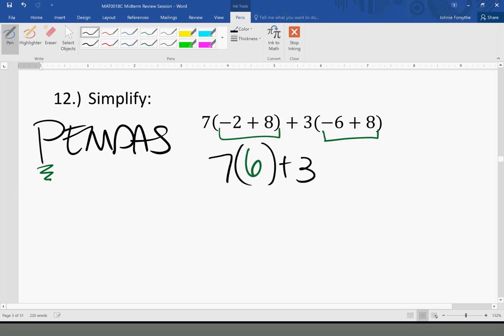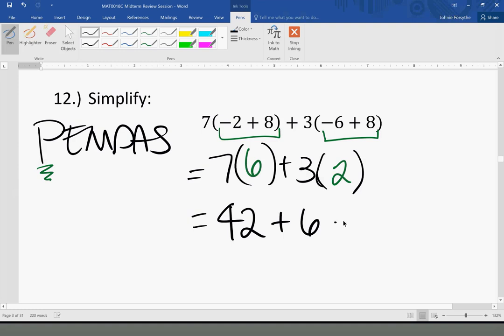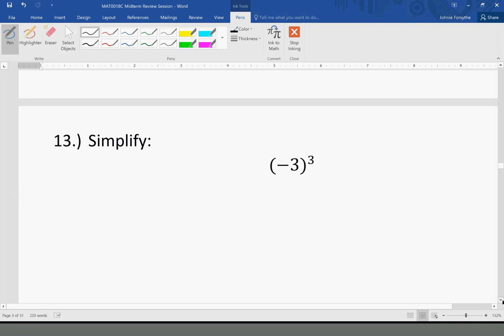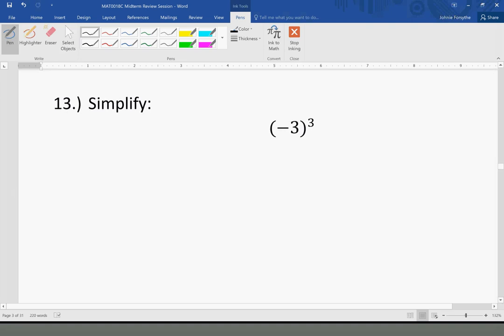7 times 6 plus 3, negative 6 plus 8. What's negative 6 plus 8? 2. Very good. Awesome. Okay, so now we're going to keep going. Now we have multiplication that we need to simplify. 7 times 6. Remember I said knowing your multiplication facts is super helpful. It's 42. Plus 3 times 2 equals 6. And so now I'm ready to add 42 plus 6, which is going to equal 48. Okay, very good. Thanks for contributing. That was helpful. Makes me know I'm not by myself out here.